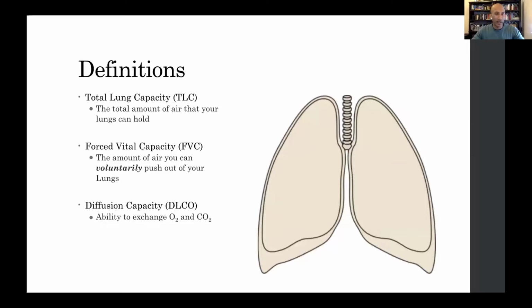Just a few basic definitions. The total lung capacity is a term we use to describe the total amount of air that your lungs can hold. This includes what you're able to breathe in and out, but also some air that stays in your lungs even when you blow all of that air out. The next definition, which is important, is the forced vital capacity, the FVC. This is the total amount of air that you can voluntarily push out of your lungs. So it's basically the amount of air that's functional for you, that you're able to use for your breathing. The diffusion capacity is the ability of your lungs to exchange oxygen and carbon dioxide. Once again, that is essentially the primary purpose of the lungs.